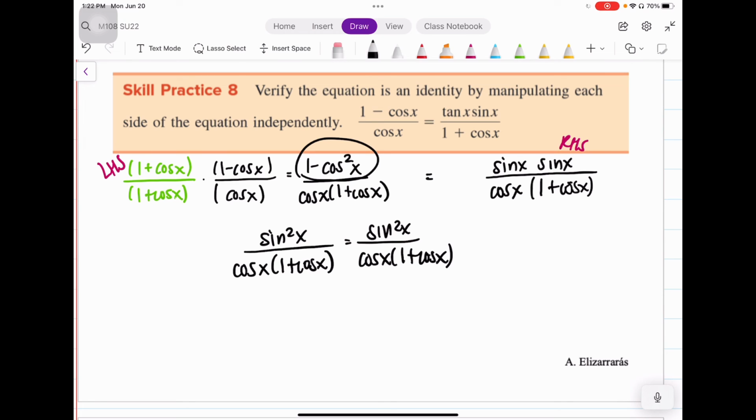I think it would be really hard to go from just one side to the other in this case. I recognize you could cross multiply if you wanted to verify this identity. That would be another way to verify this by manipulating the equation, but it said manipulate each side independently, and so I wasn't cross multiplying because then that actually manipulates both of them together.